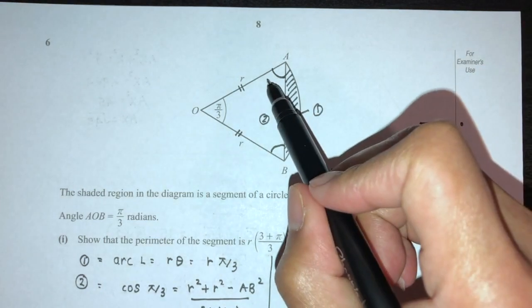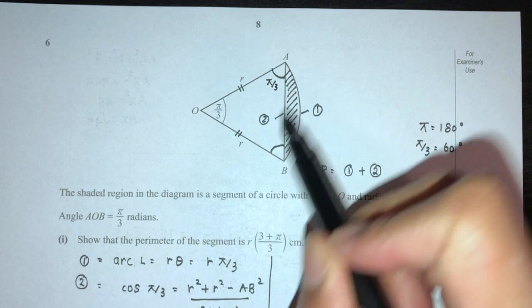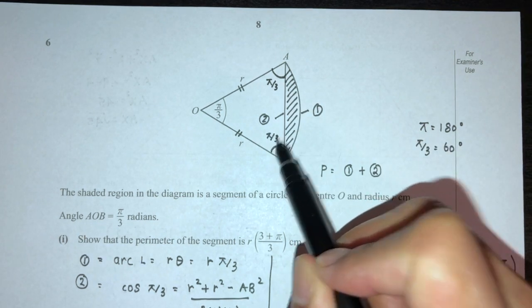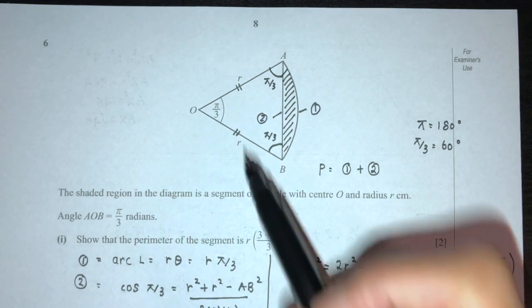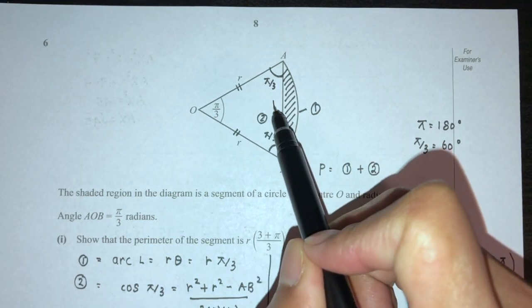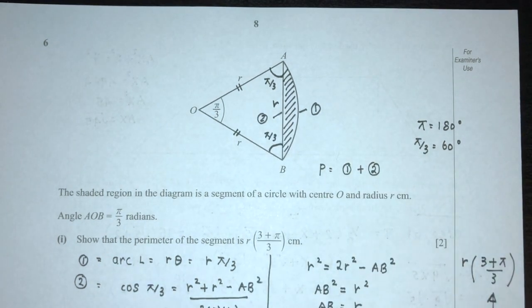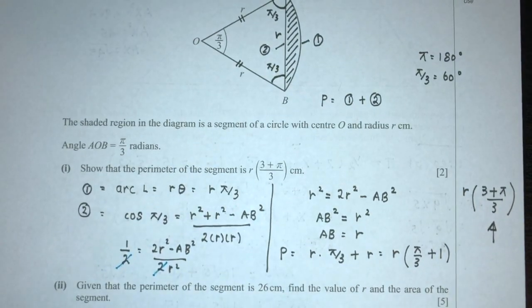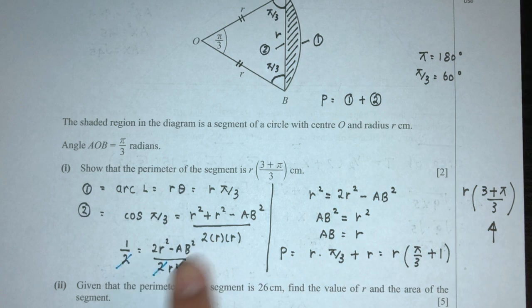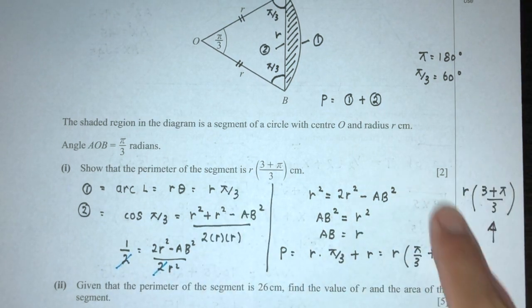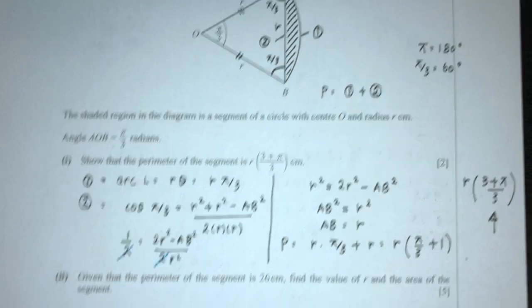It means that these two angles are also 60. So since all three angles are the same, it has to be an equilateral triangle. So this is R, and this has to be R as well. This should have been pretty easy to do. So AB is R, and this one is this. So we just add those two. You will have this as your answer, shown as required.